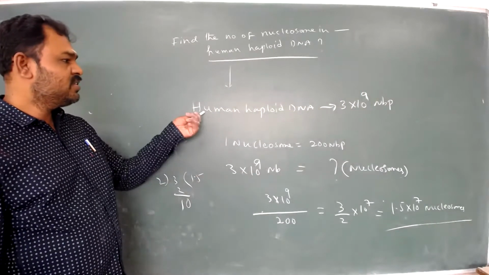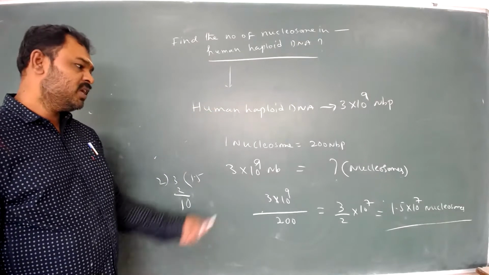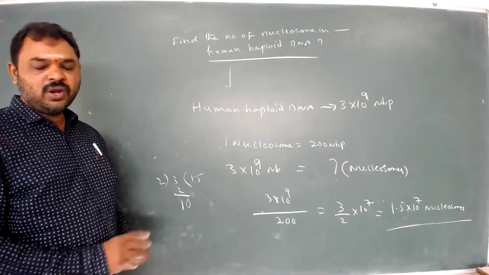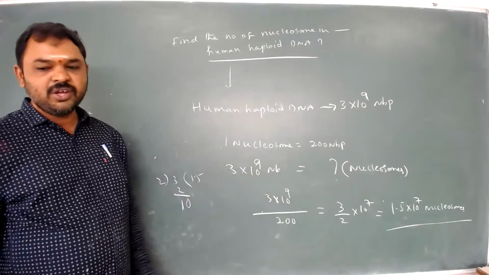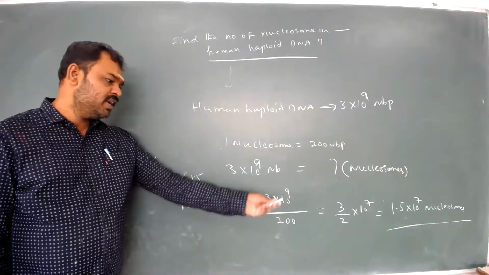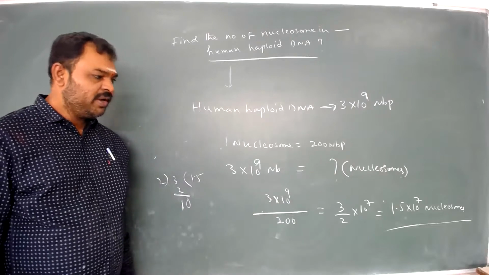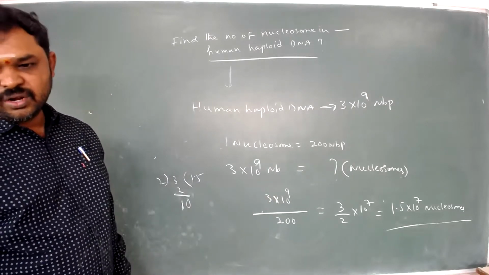So you can see this human haploid DNA has 3 into 10 power 9 nucleotide base pairs. One nucleosome is equal to 200 nucleotide base pairs. But 3 into 10 power 9 nucleotide base pairs equal to how many nucleosomes? So that is 3 into 10 power 9 by 200. It will be written as 3 by 2 into 10 power 7. It will come 1.5 into 10 power 7 nucleosomes here.